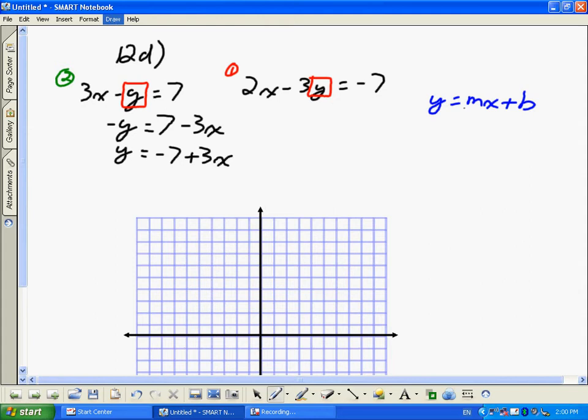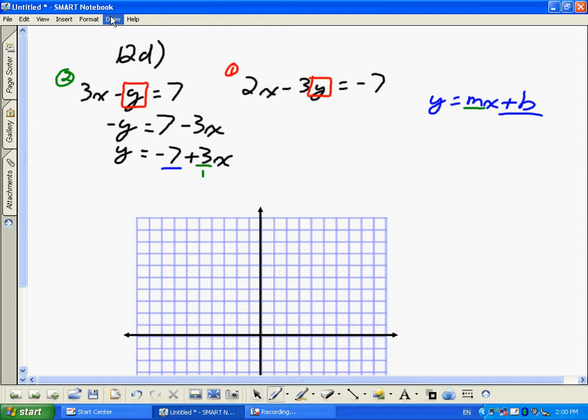Now, our slope is the coefficient of x. So in this one, we have 3, and we know it's over 1. So our slope is 3 over 1. Our y-intercept is negative 7 in this question.